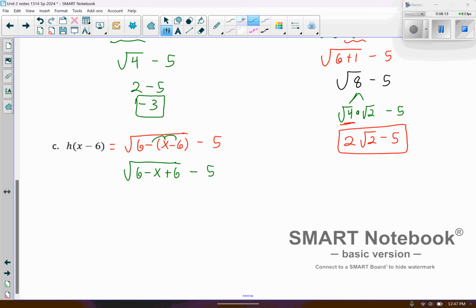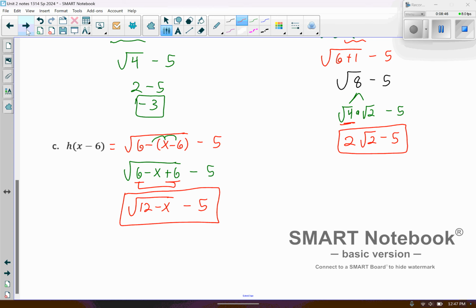Okay, and then it doesn't really matter what order I put this, but I'll go ahead and add my 6's together right here. So this is going to be the square root of 12 and then minus x and then minus 5 on the outside right there. And that looks good to me. So you might be thinking, well, wait a second, 12, we can break that up kind of like we did the 8, right? Well, you have that minus x right there, so we can't break that up. If you have addition or subtraction, unless it's factorable or something like that, you're just going to have to leave it like that.